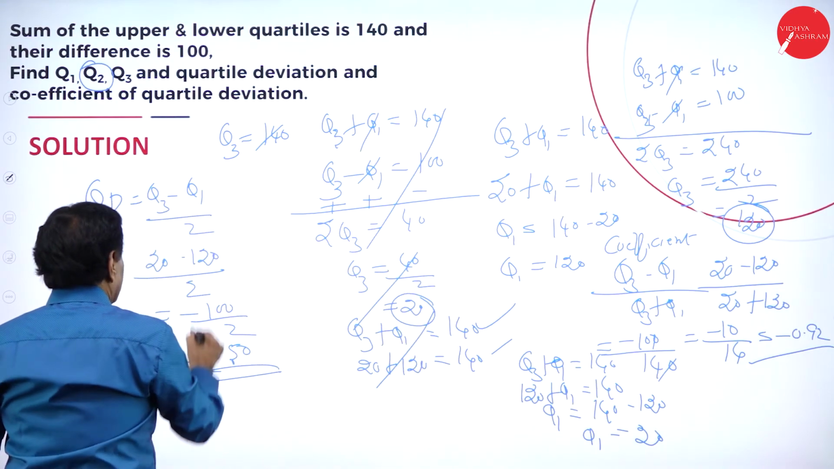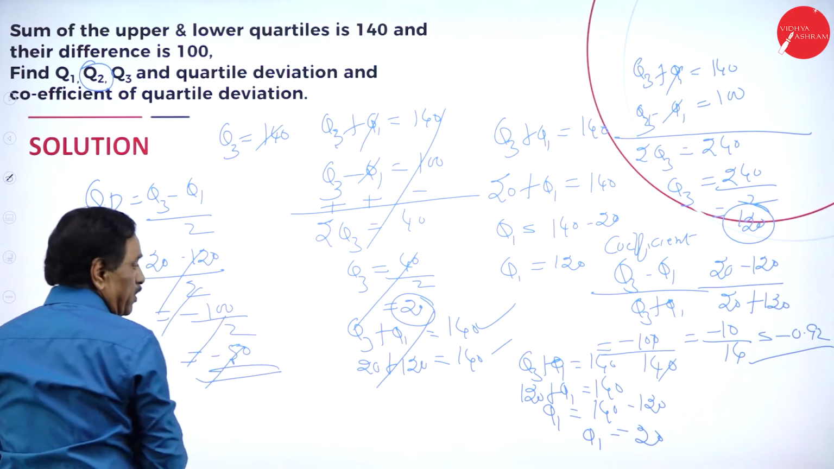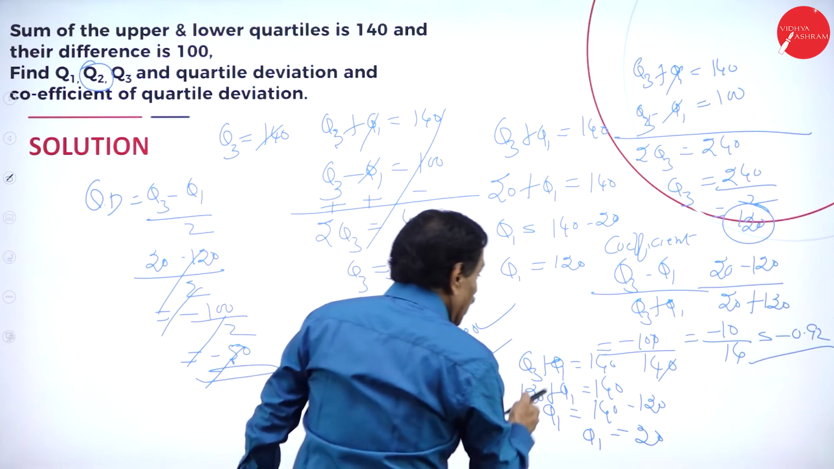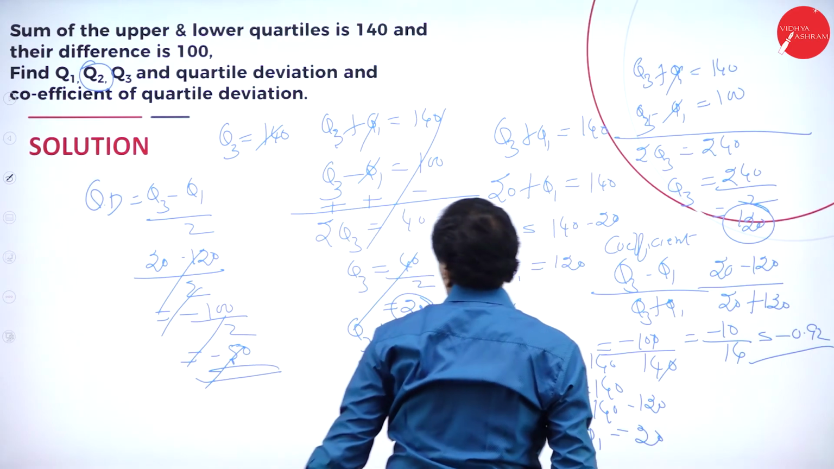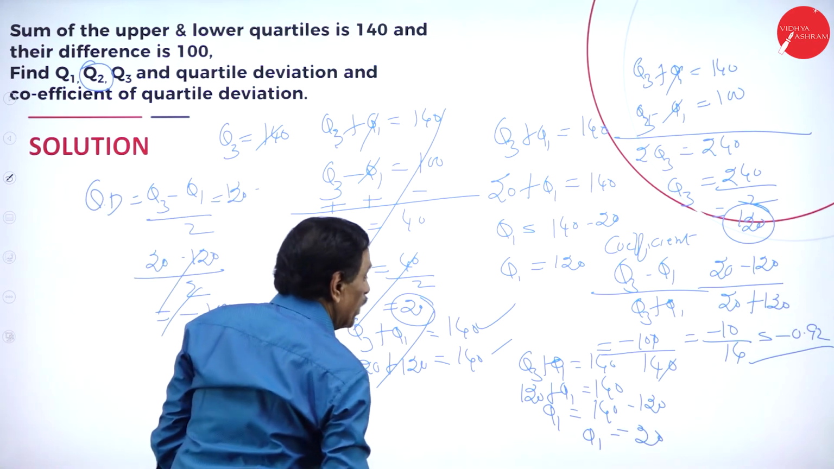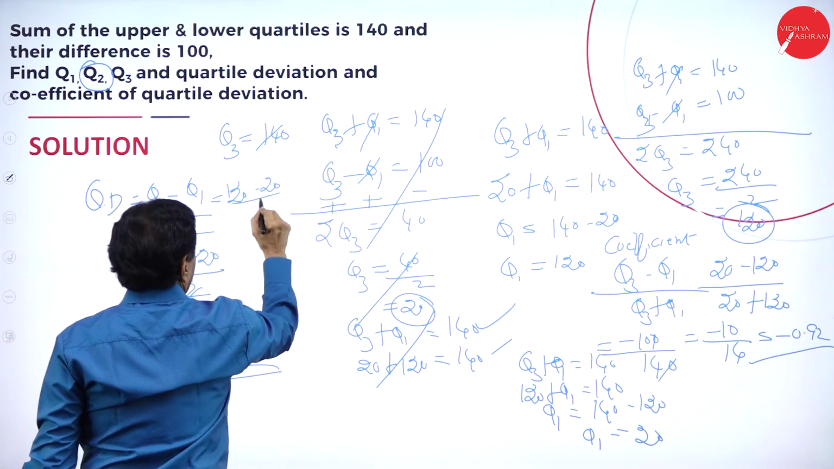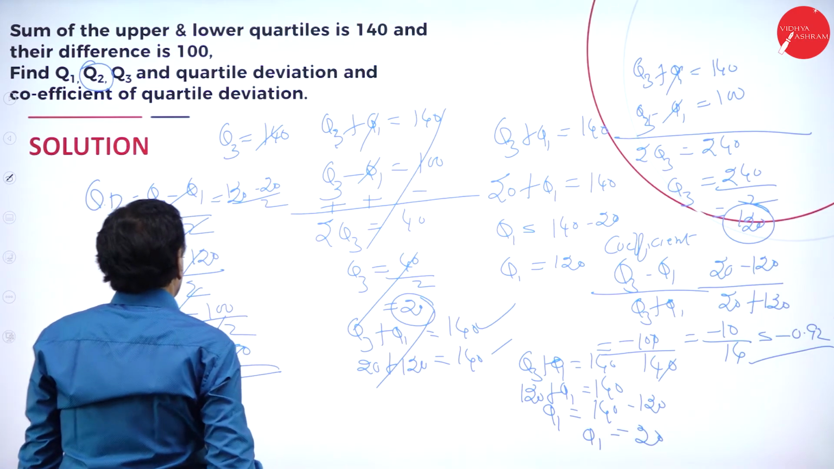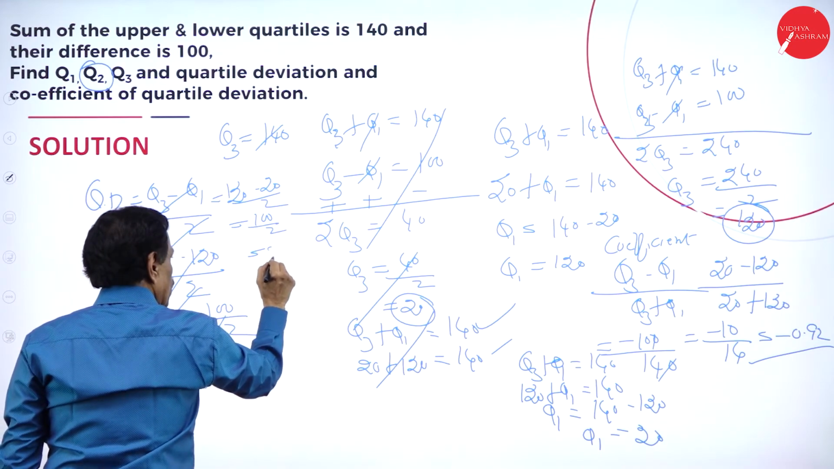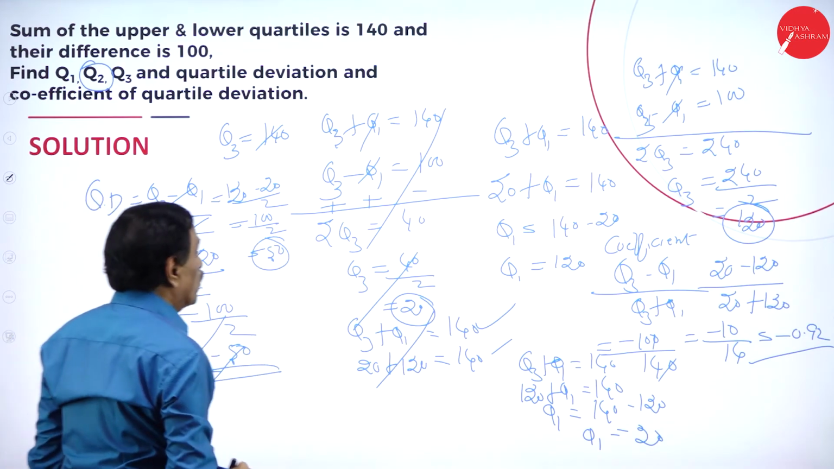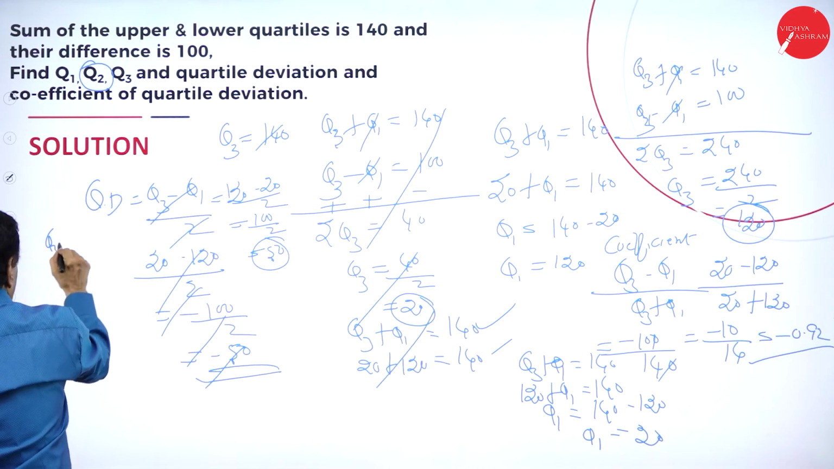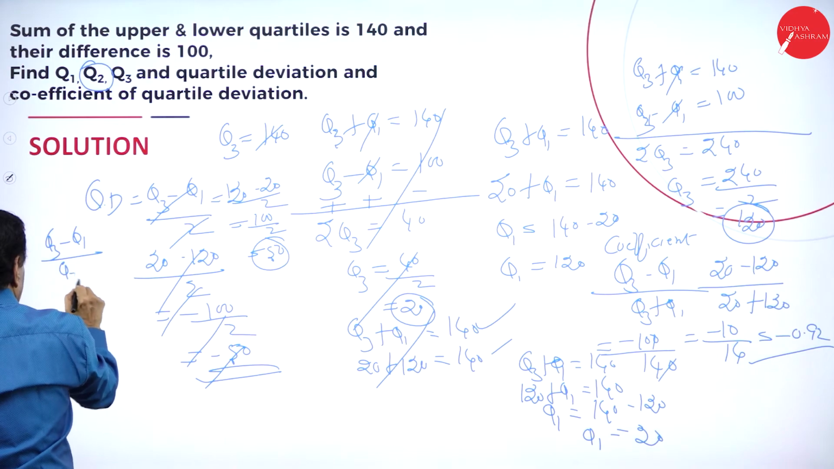Then apply the quartile deviation here. Q3 minus Q1 divided by 2. What's your Q3 now? It is 120 minus, what's your Q1? 20, divided by 2. So it is 120 minus 20, that is 100 divided by 2. That's equal to 50.